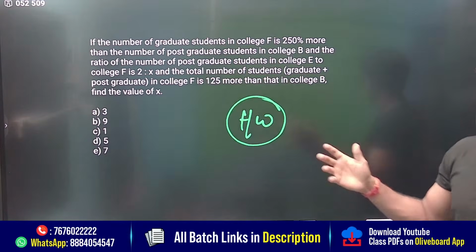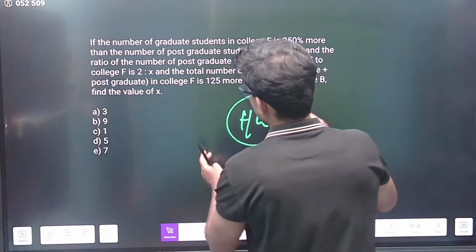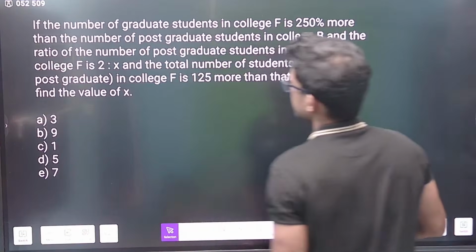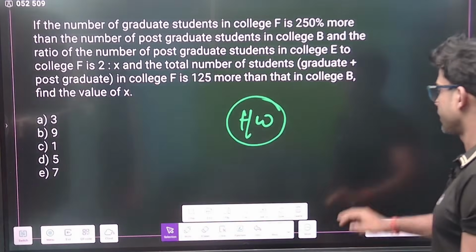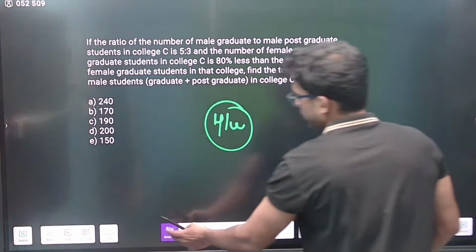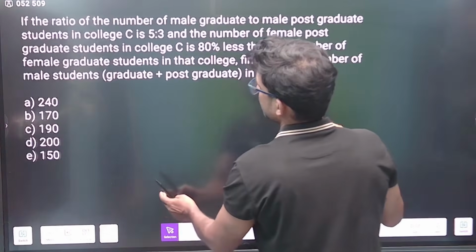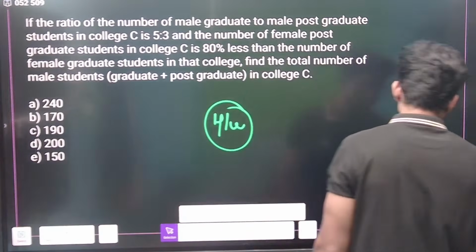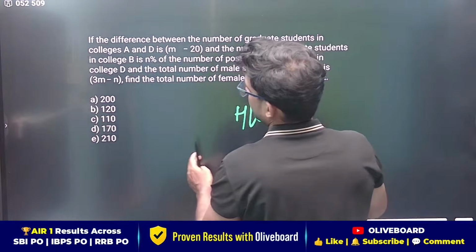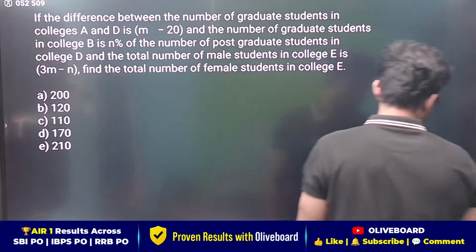You can download the questions, means you can have access to the questions. This is homework, everybody. This is also homework, guys. You can answer the questions in the comment section after the class. This is also homework. And this is also homework.